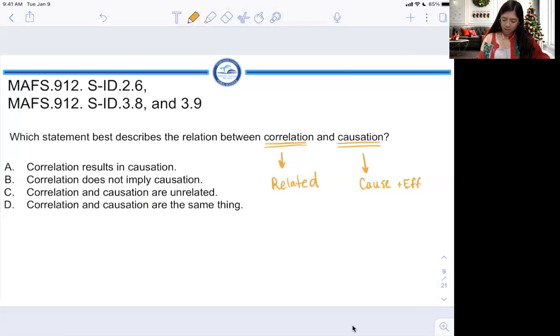Okay, so causation is like cause and effect. Something physically makes something else happen. And correlation means that two things are kind of related to each other, but it doesn't mean that one is forcing the other one to happen. Okay, do I have any questions on what that means?